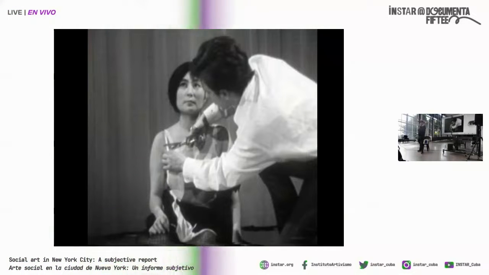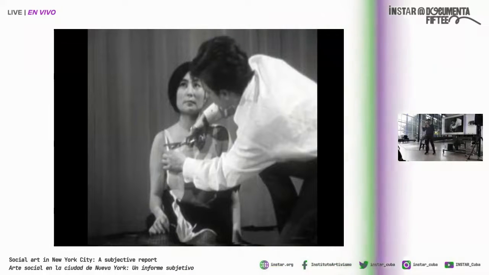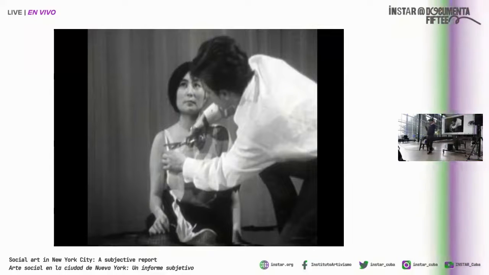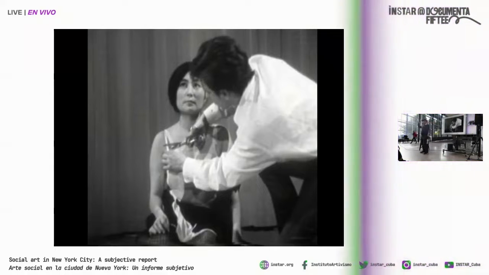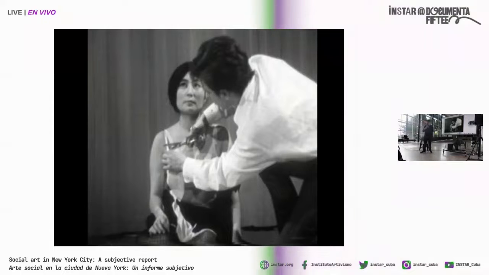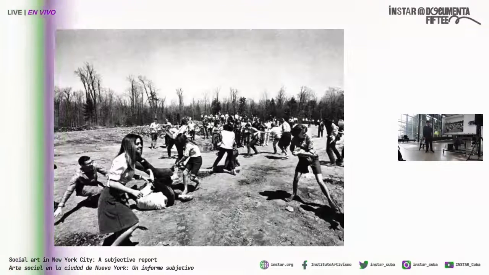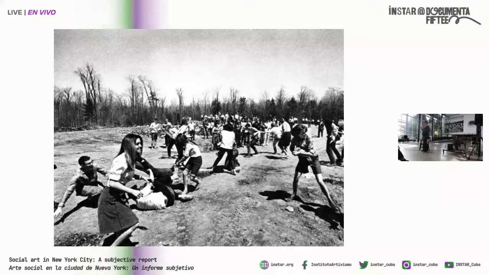So this is the kind of performance, but again, very much inside of the art world, inside of the sanctum of the gallery. Another famous Fluxus or Fluxus-adjacent artist was Allan Kaprow. Next slide, please. So this is the era of the happenings, right?